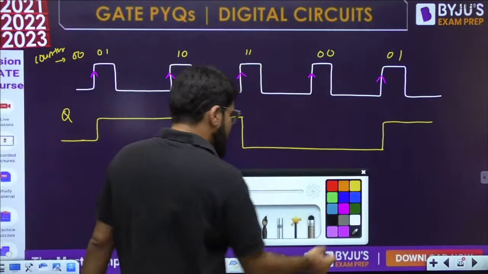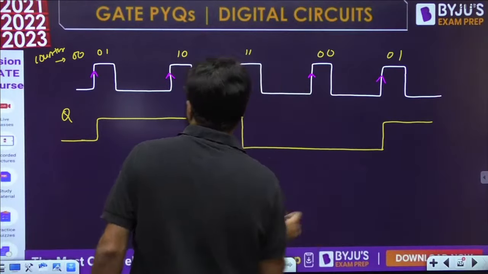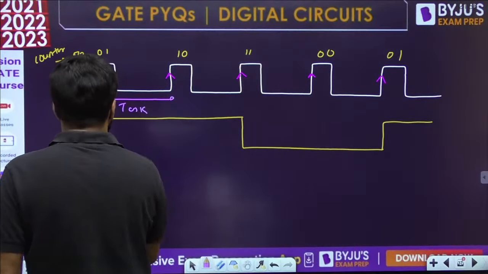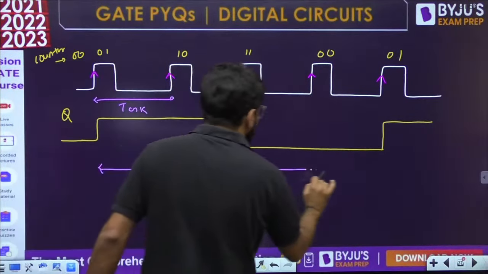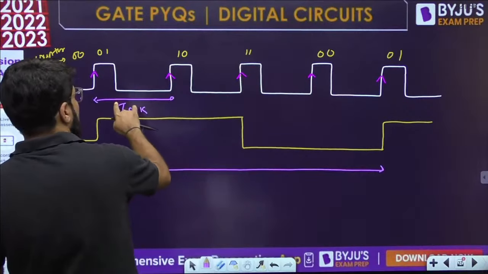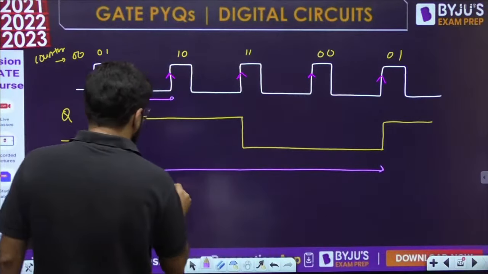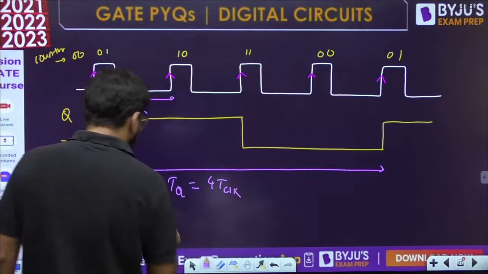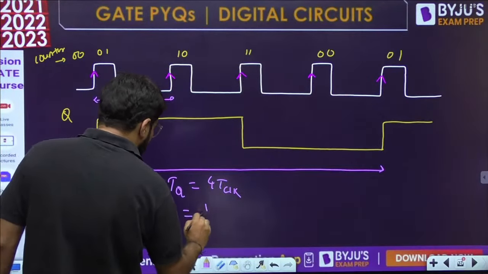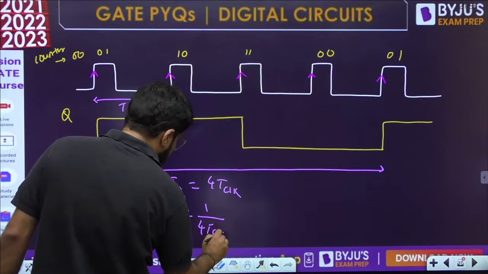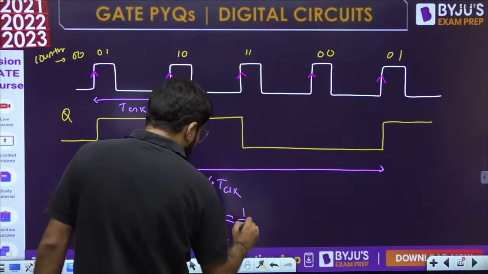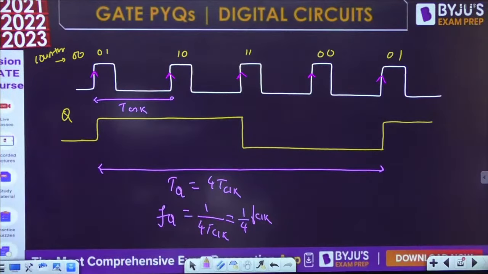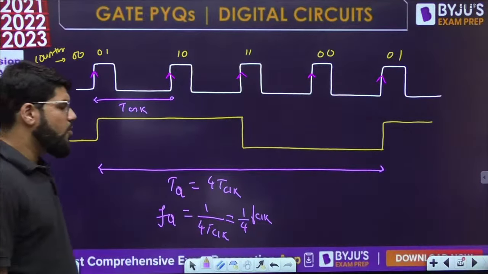Now please see, what is this frequency? We know that this is one time period of the clock. So how much is the time period of the Q waveform? How many clock periods? 1, 2, 3, 4. So the time period of the Q waveform is 4T clock. So what is the frequency? 1 upon time period. 1 upon T clock is F clock. So the frequency is 1/4 of F clock.